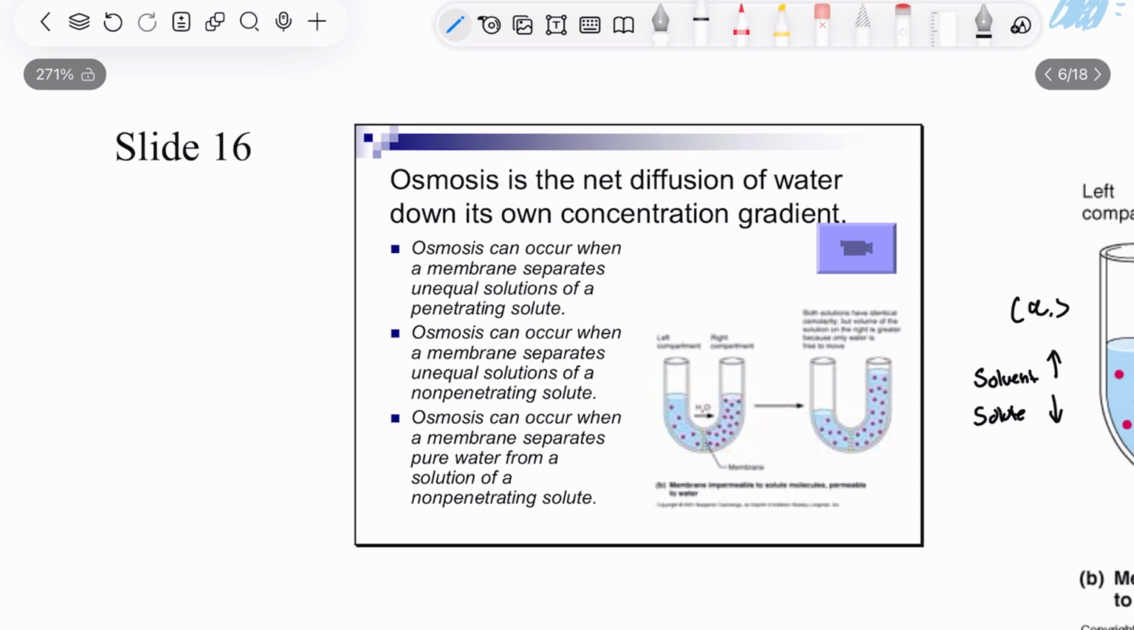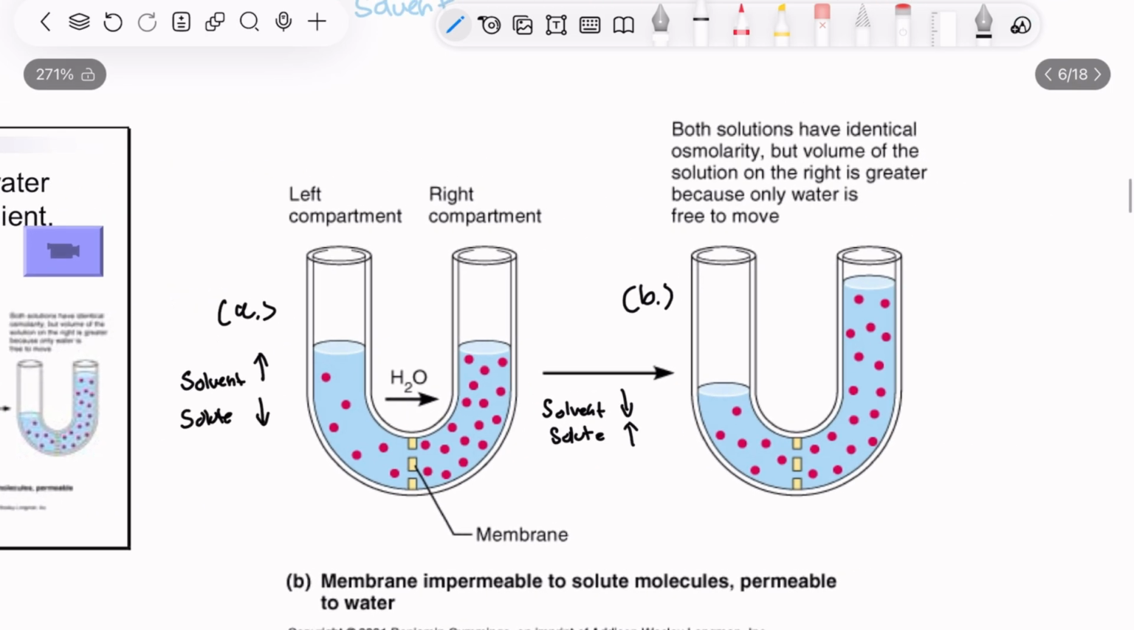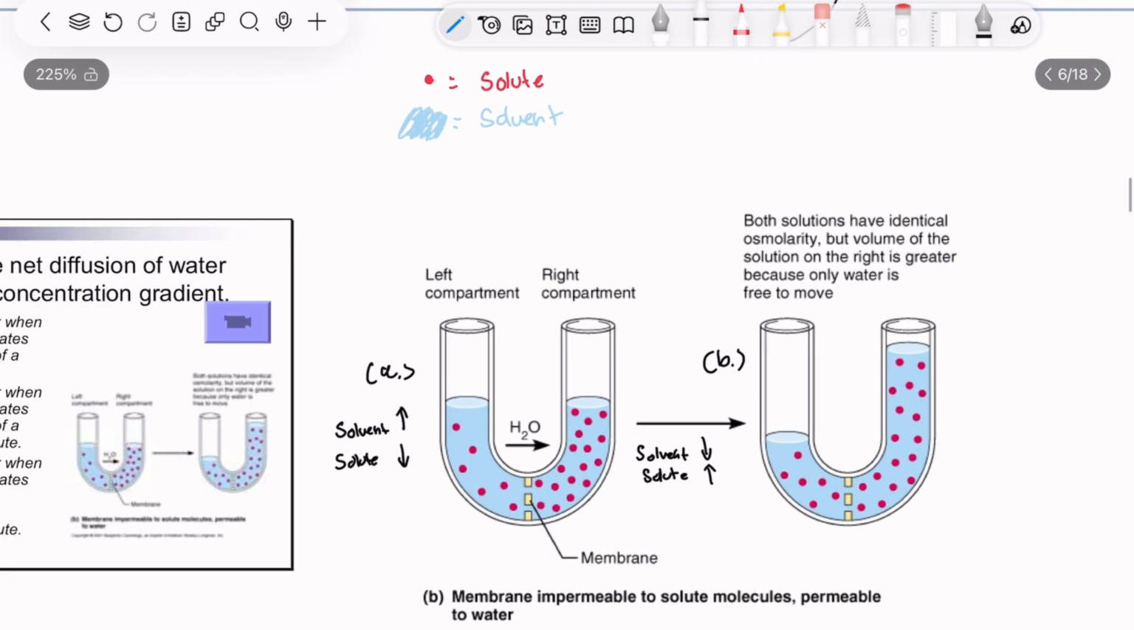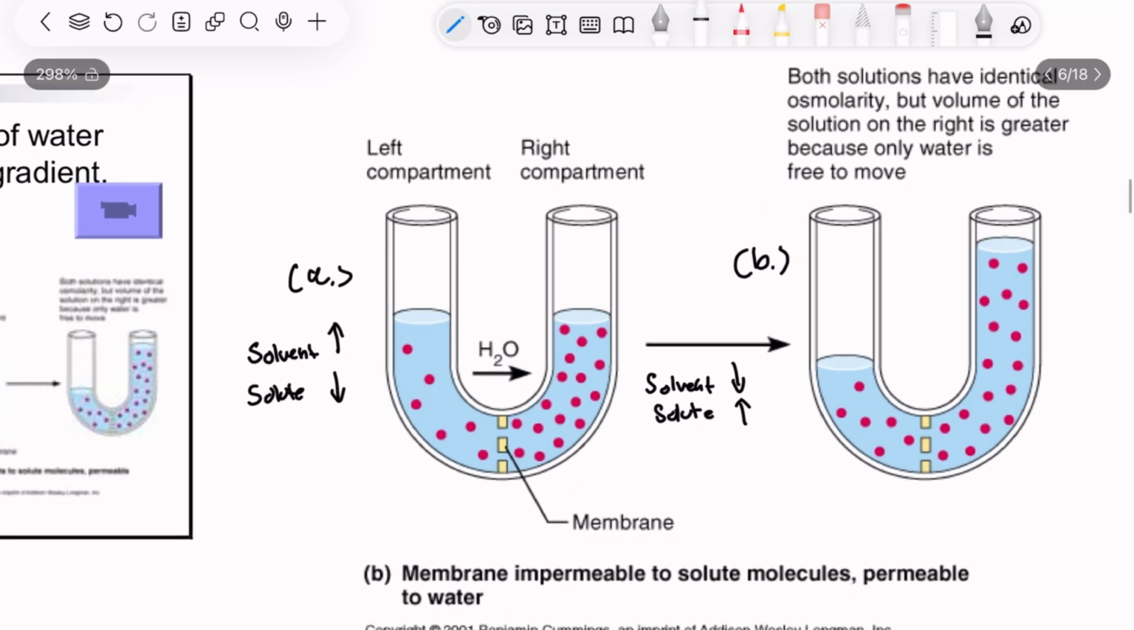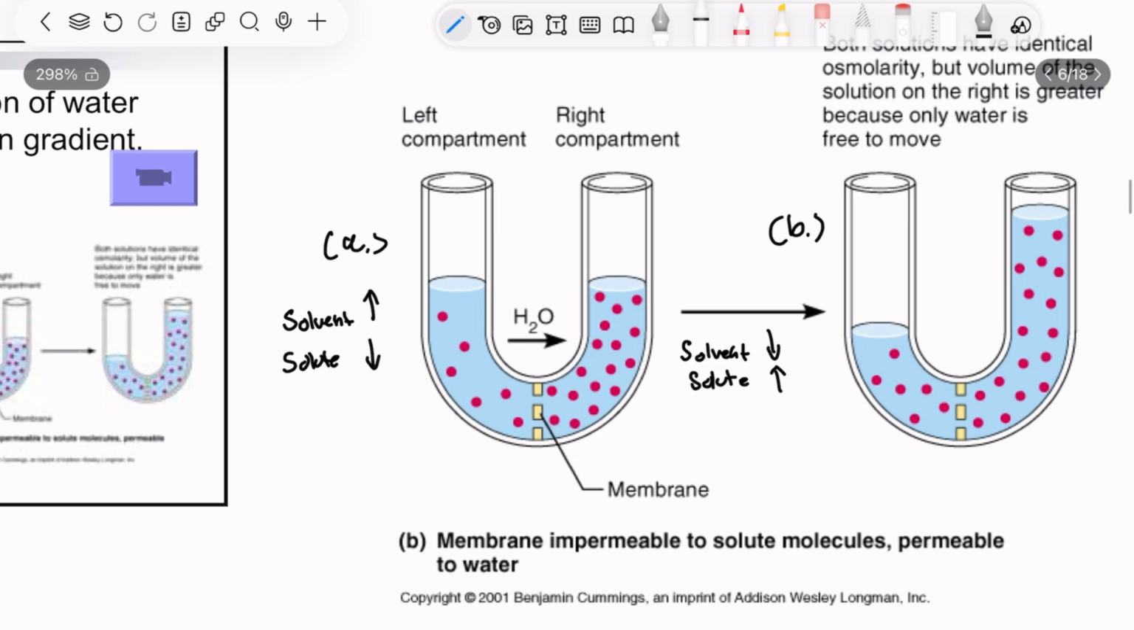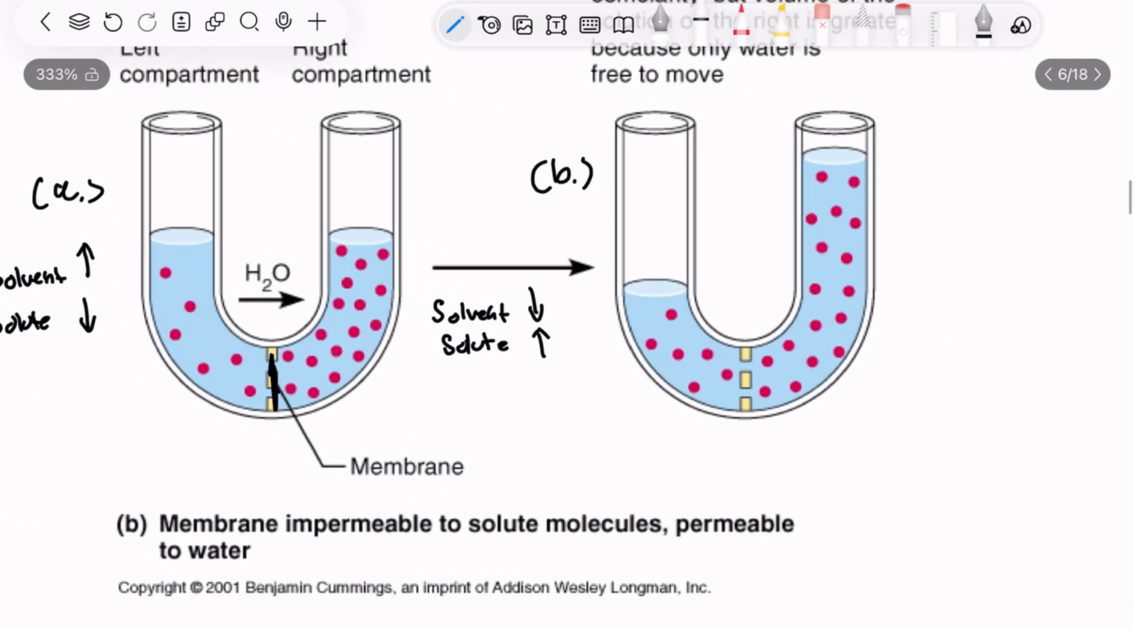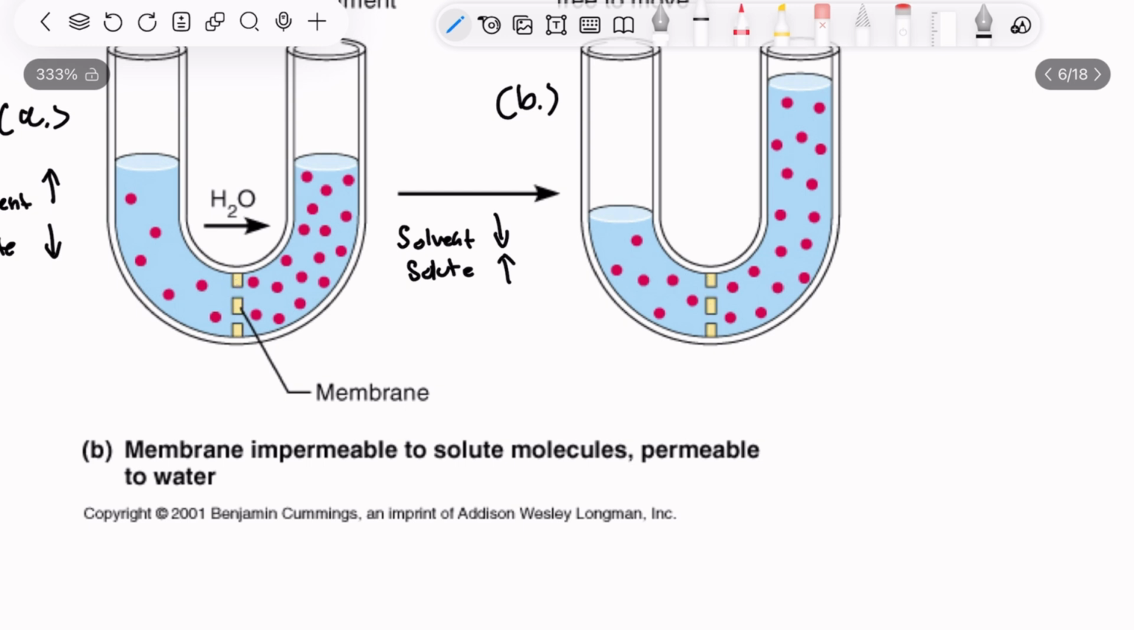Osmosis is the net diffusion of water down its own gradient. Now, reading this might be confusing, so I think it's better to just explain it in the picture. What is going on in the picture? Well, the left and right compartments contain solutions with solute, which is the red dot, and the solvent, which is just the water. The membrane between the compartments only allows water to move and not solute particles. So this membrane right here only allows water to move.